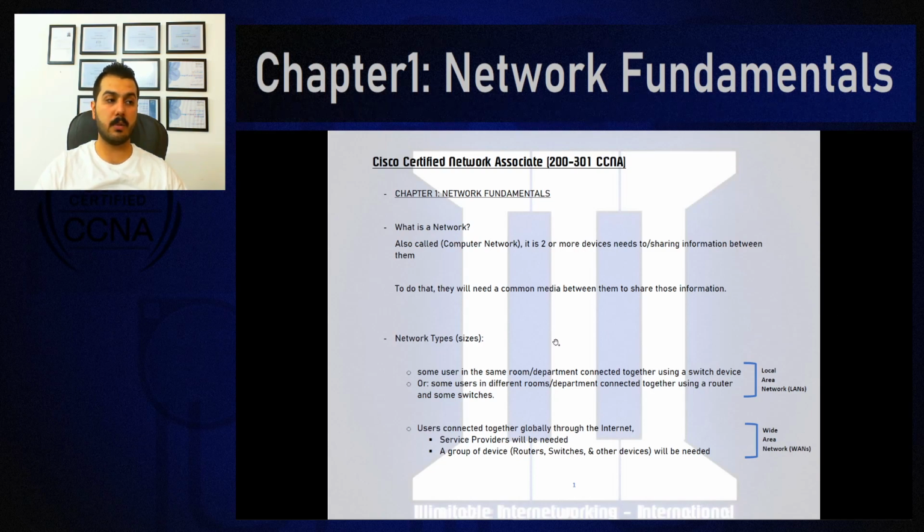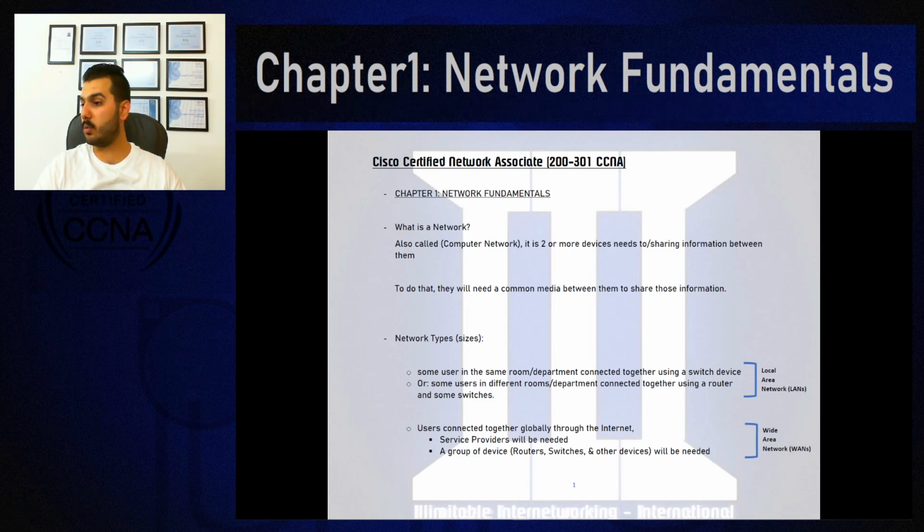Network types, also called network sizes, because the network type depends mostly on the size of the network and how many devices are inside it. First of all, what is called local area networks, and we can shortcut this by saying LANs. We will hear LANs everywhere from now on. LANs are some users in the same room or in the same department connected together using a switch device.